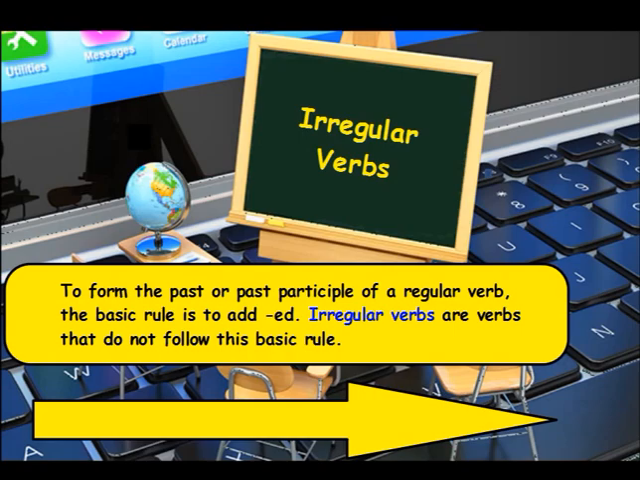All right, so what are irregular verbs? To form the past or past participle of a regular verb, the basic rule is to add ed. For example, if you have the verb dance, you just add ed and it becomes danced, right? Irregular verbs are verbs that do not follow this basic rule. They're naughty.